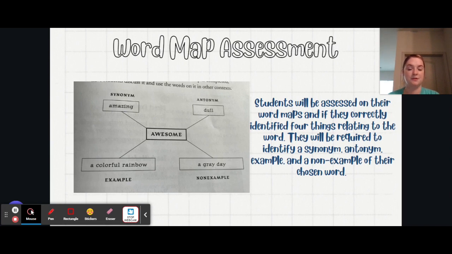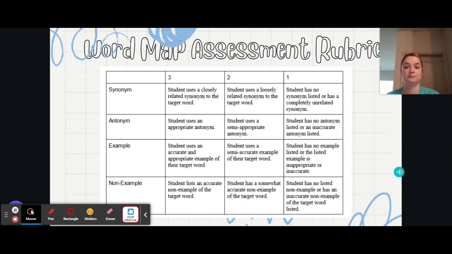So here we see awesome in the middle and the synonym amazing. The antonym for that, or the opposite of that, would be dull. A good example of awesome would be a colorful rainbow, while a non-example would be a great day. That's not very awesome. And this is the rubric that would go along with that assessment.